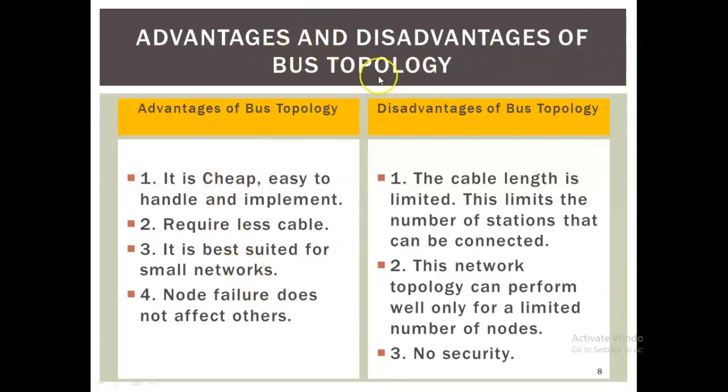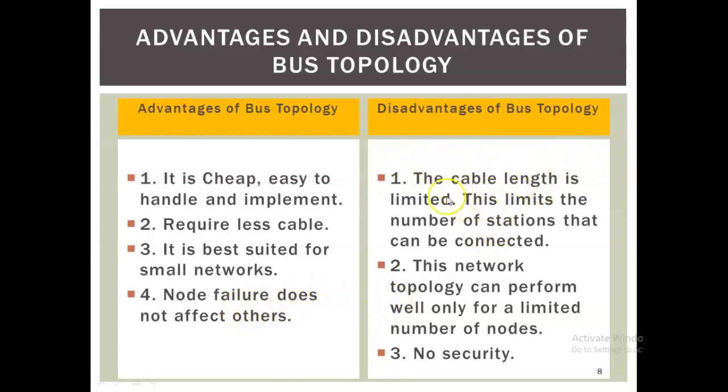Advantages and disadvantages of bus topology. Advantages of bus topology. 1. It is cheap, easy to handle and implement, and requires less cable because just a single cable is needed. It is best suited for small networks. Node failure does not affect others. As in, once one system is faulty, it will not affect other systems.